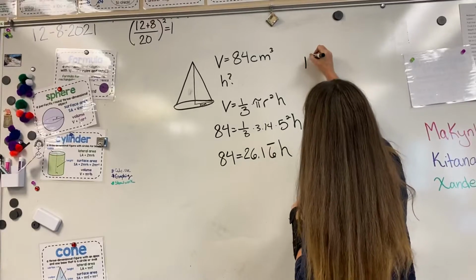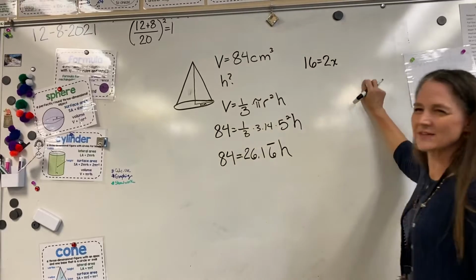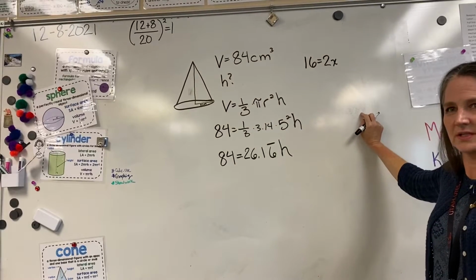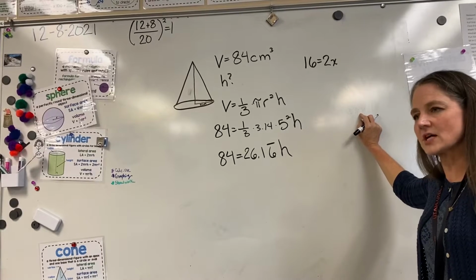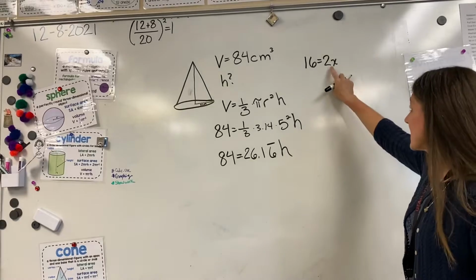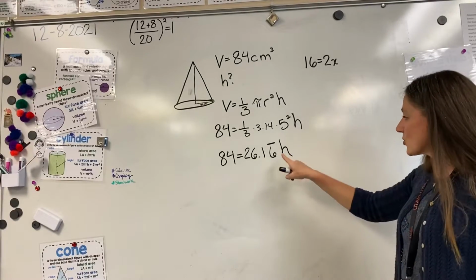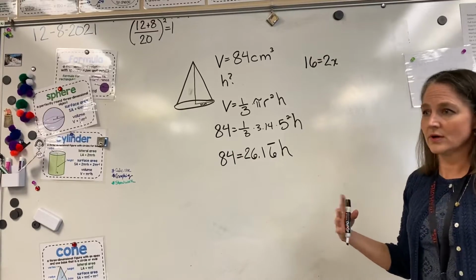If I have 16 equals 2x, how do I solve for x? How do I figure out what x equals? 8. How did you figure that out, AJ? Times it by a number. Because it's what times x equals 16. 2 times 8. So what we have is what times 26.16 equals 84.